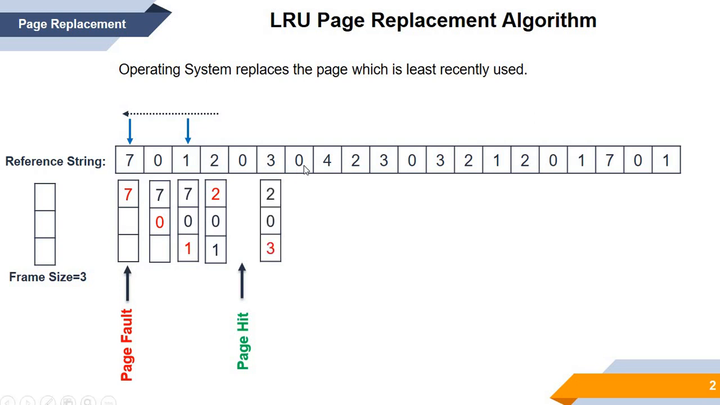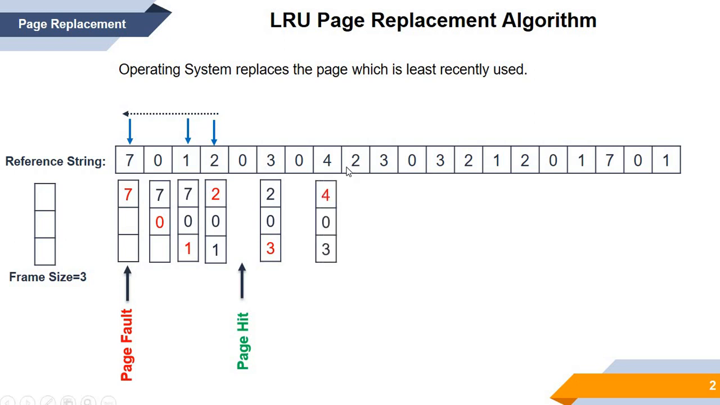Next page is 0. It is present in the page frame. There is a page hit. No change in the page frame. Next page is 4. It is not in the page frame. Out of 2, 0, 3, the least recently used page is 2. In place of 2, 4 will be added in the page frame.